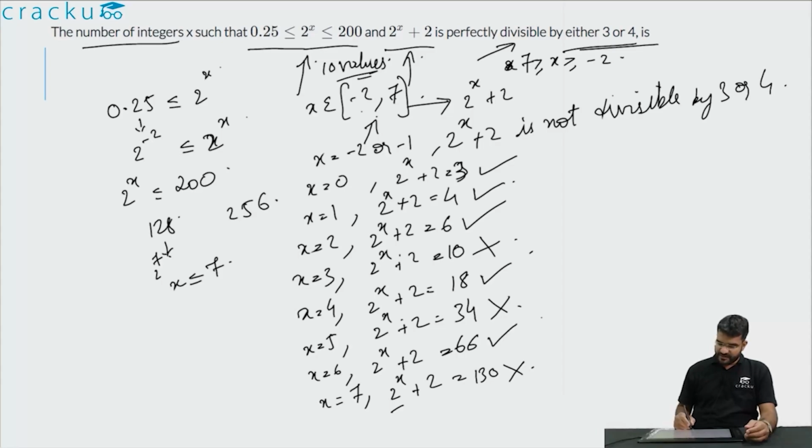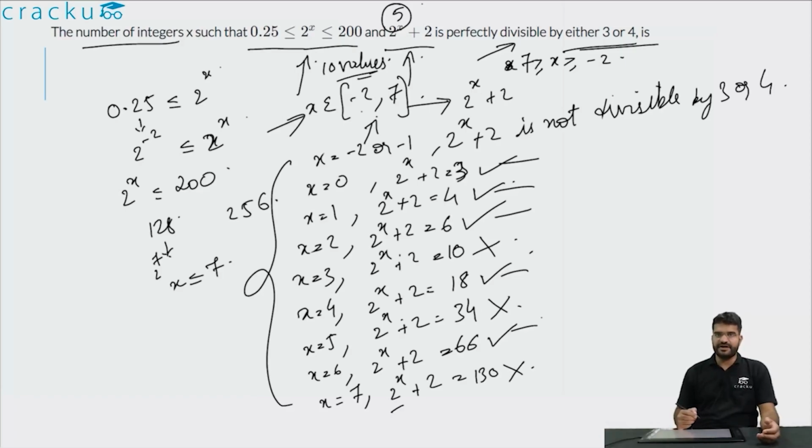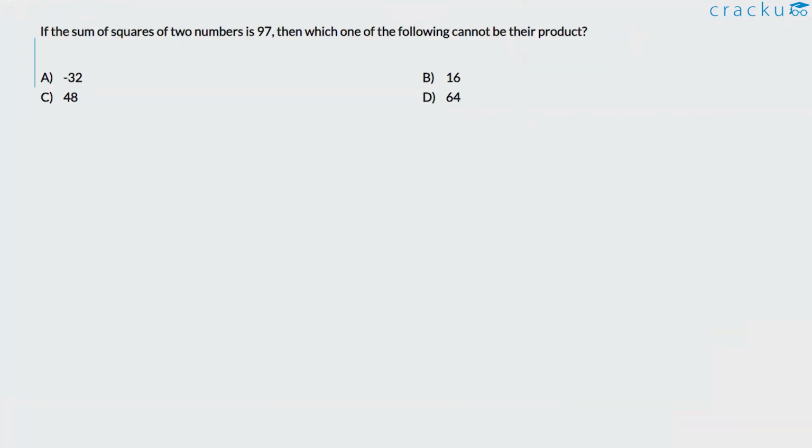So the total number of integers that are divisible by 3 or 4 is 1, 2, 3, 4 and 5. So in this case, we have first found the range of x, that is, the integral values that x can take. Then we have enumerated each one of them and checked if the numbers are divisible by either 3 or 4. In this case, we found that for 5 integral values of x, all the conditions are satisfied.